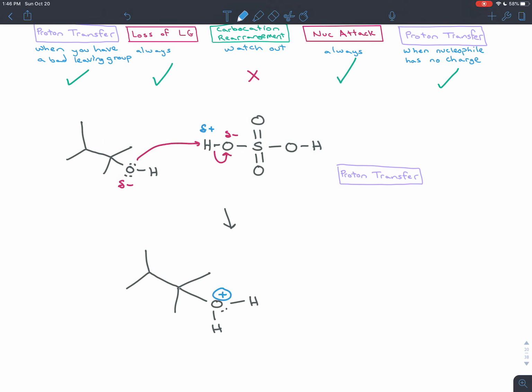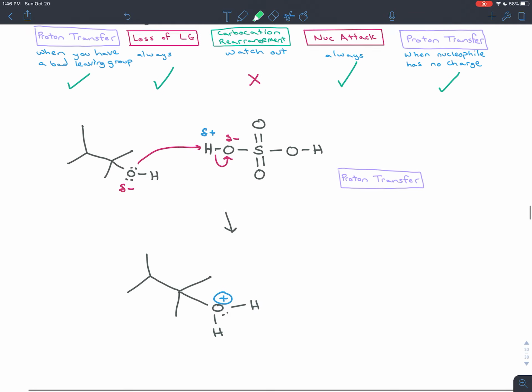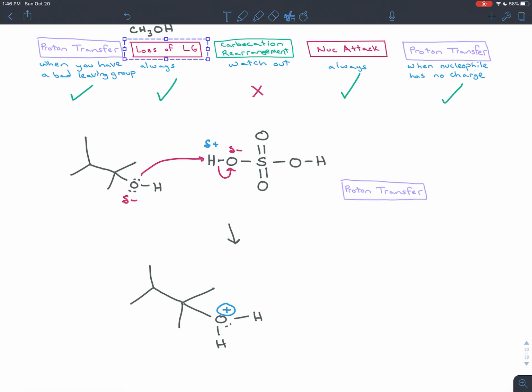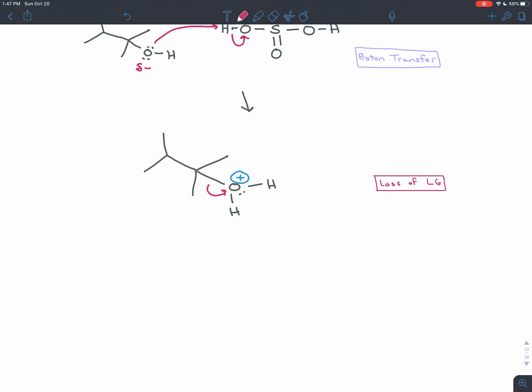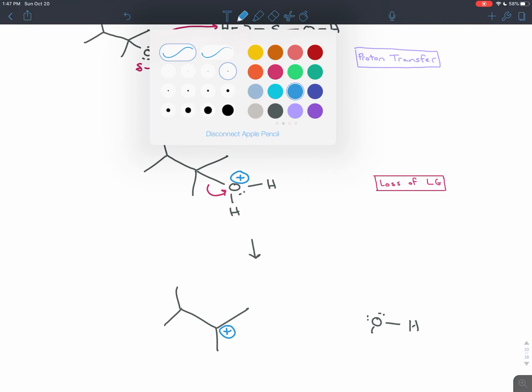That oxygen now will have a positive charge, and that now is an amazing leaving group. If that pops off of the molecule, it's water, which is very stable. So now we can have loss of that amazing leaving group. The leaving group takes its electrons and leaves the molecule. Becomes water. And the carbon that was sharing those electrons now is missing electrons, has a full positive charge. So there's our carbocation intermediate.